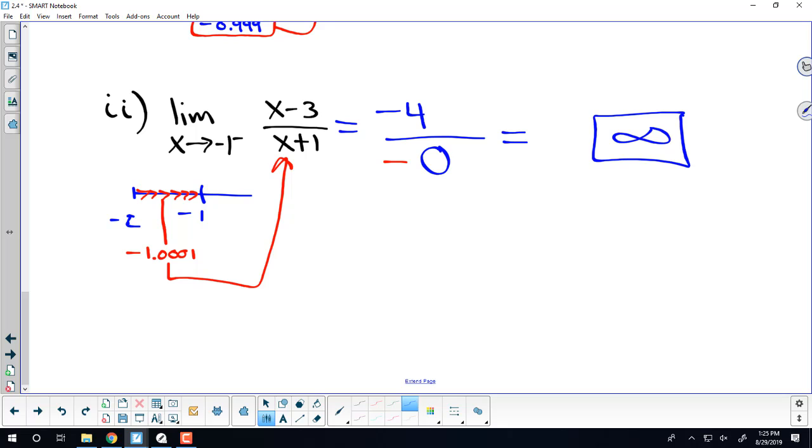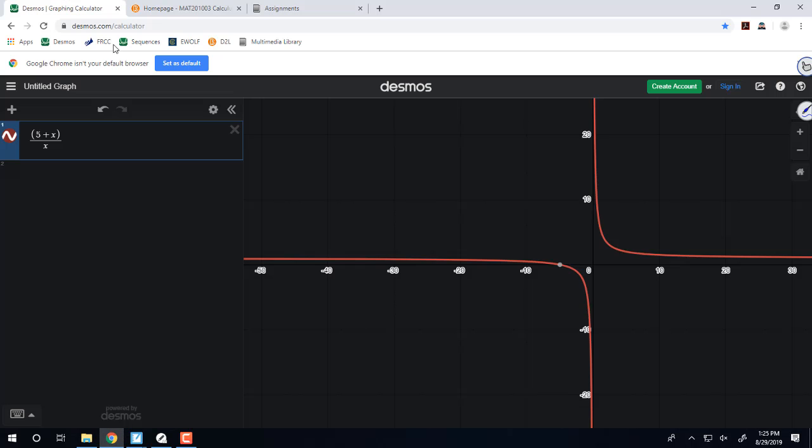And we'll look at the graph for verification. Sorry, I'll go back to that.